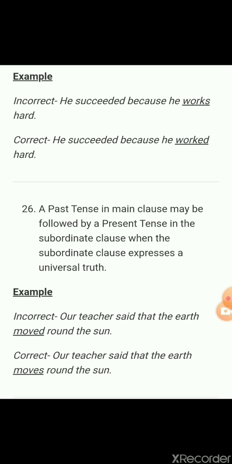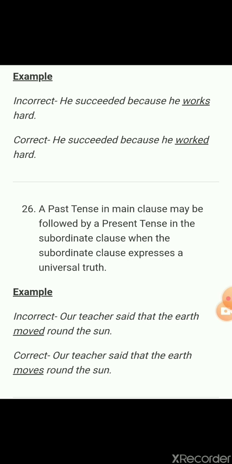A past tense in the main clause may be followed by a present tense in the subordinate clause when the subordinate clause expresses a universal truth. Now, on what condition can we place present tense? When there is a universal truth which can't be changed. It's so simple to understand. Look at the sentence: Our teacher said that the earth moved around the sun.